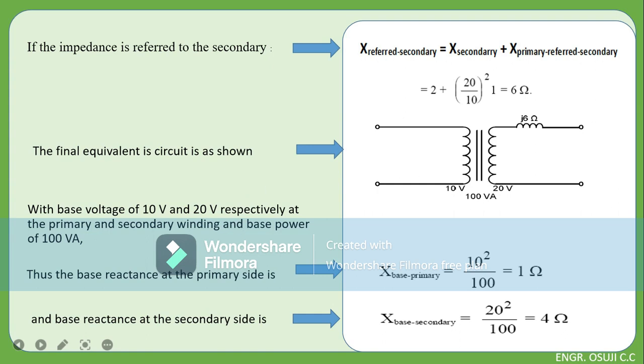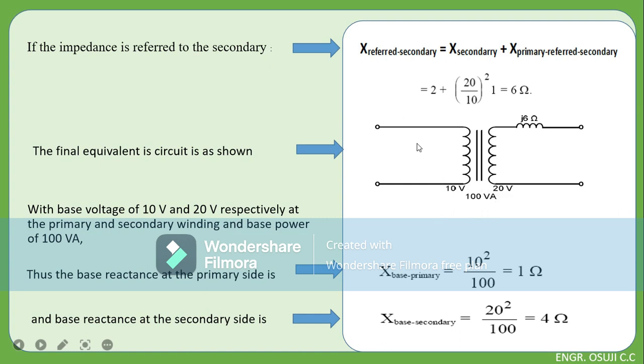Then having found the actual reactances when we refer to the secondary and when we refer to the primary, can we go ahead and look for the base reactance? What is the base reactance? Like we told you, just like we have impedance here, the base reactance will also be equivalent to the voltage squared, all over the base power. So for the base reactance at the primary side, we already told you that the voltage on the primary side is 10, and the secondary side is 20.